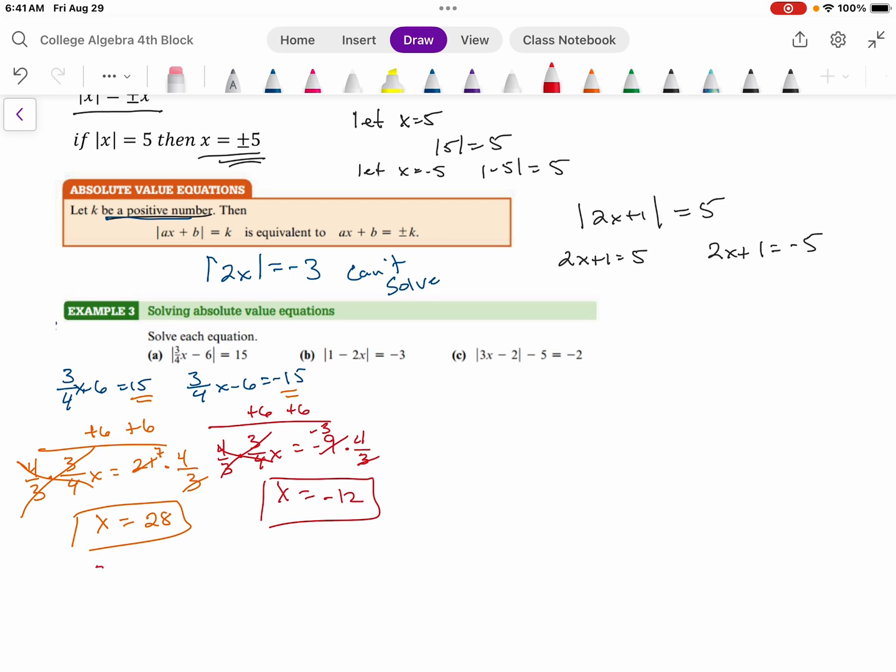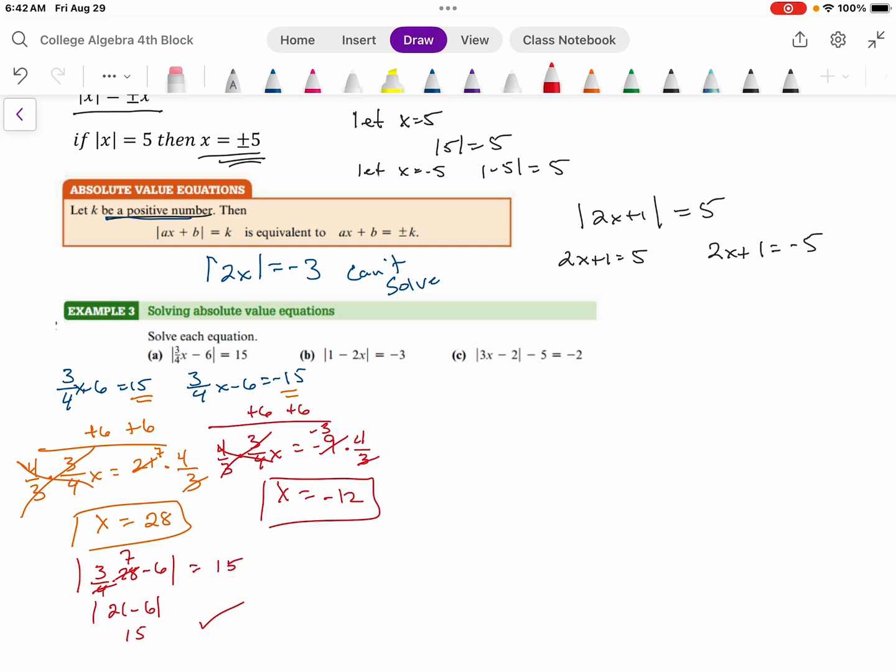If I go through and say, okay, 3/4 times 28 minus 6, and then the absolute value of it. Well, 4 goes into 28 7 times. 3 times 7 is 21. And then the absolute value of 21 is 15, and that's what I have on the other side of the problem.